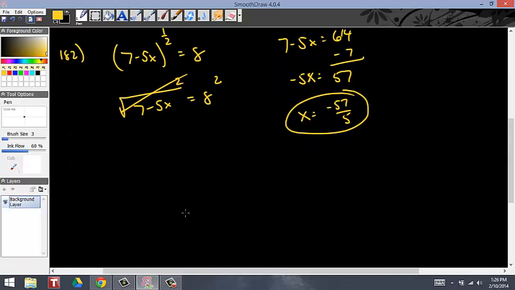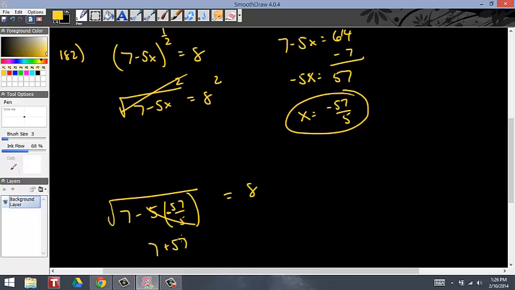Because, let's see if it works out. The square root of 7 minus 5 times negative 57 over 5 equals 8. Those are going to go away. You get 7 plus 57. That's 64. Does the square root of 64 equal 8? Yes, it does. So we check it off. Remember, you have to check to make sure that it works. Otherwise, you're not going to get full credit for your problems. That was 182. 183.